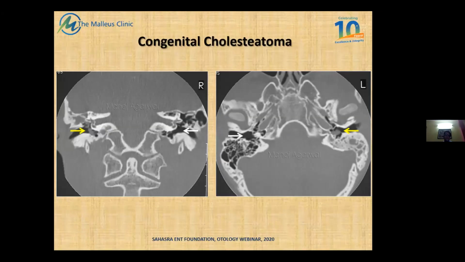But now let me point out something interesting for you. Can you see all this, the isointense shadow? So what do you think it could be? Is it an extension of the cholesteatoma? Maybe, maybe not. I would say no. Why? A, the cholesteatoma is localized here.